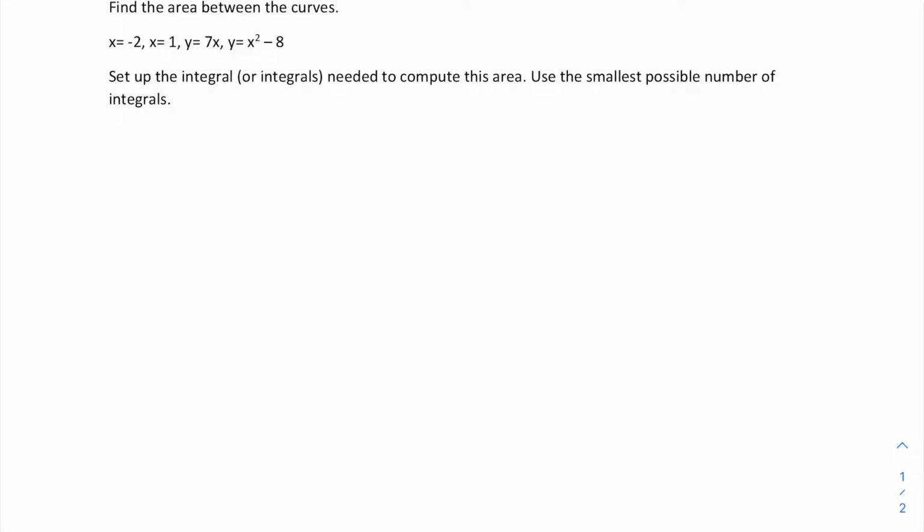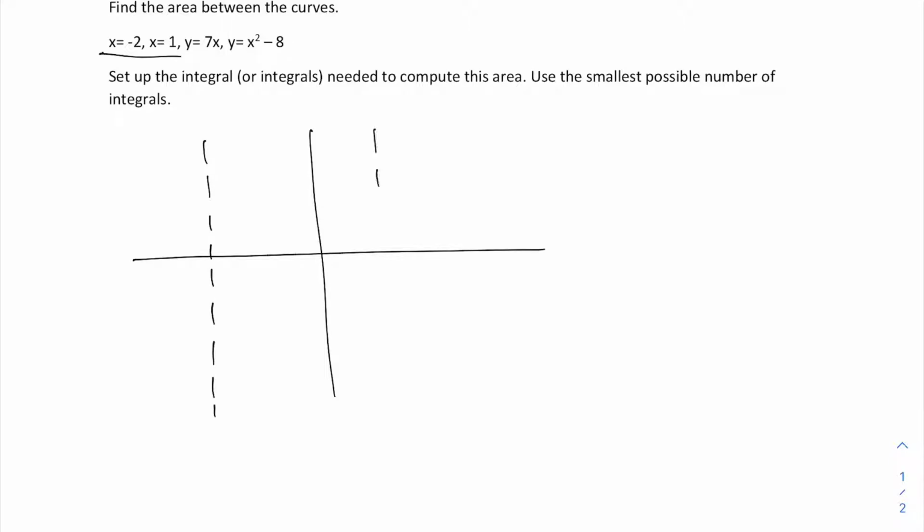What's up, everybody? Today I'm gonna show you how to set up an integral to calculate the area between the curves. So here we are given the boundaries and we are given the functions. So let's go ahead and draw our coordinate system, and we have x equal -2 and x equal 1.